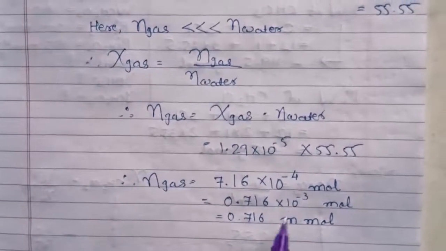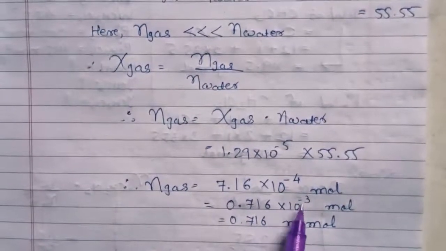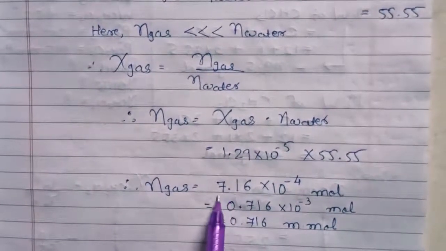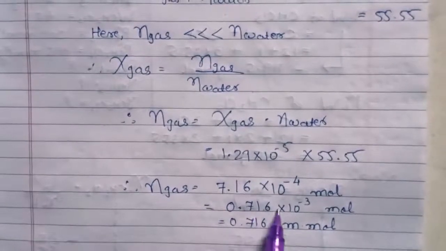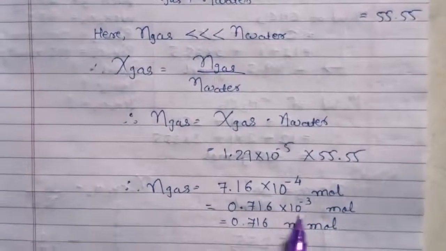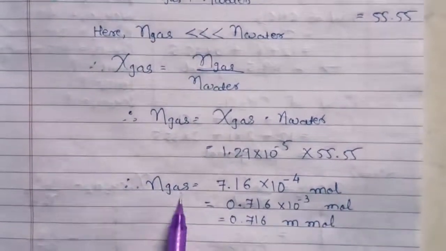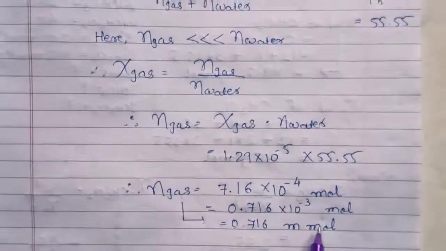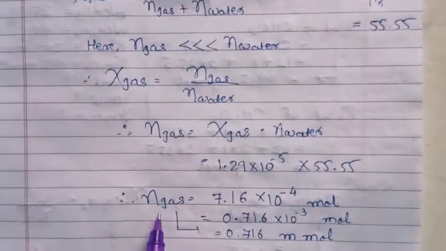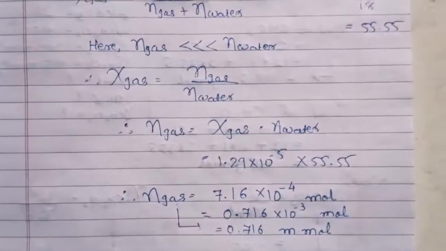For the millimole we require 10 to the power minus 3, so we shift one digit to the left-hand side, so we will get 0.716 into 10 to the power minus 3 mole, and this minus 3 will convert into milli, so the answer will be 0.716 millimole of solute, means N2, right, is dissolved in 1 liter of water.